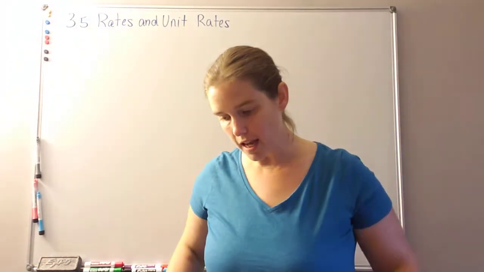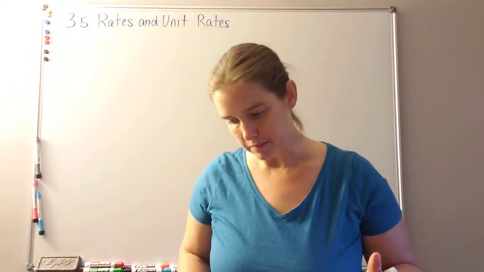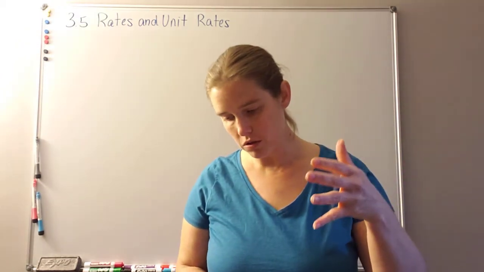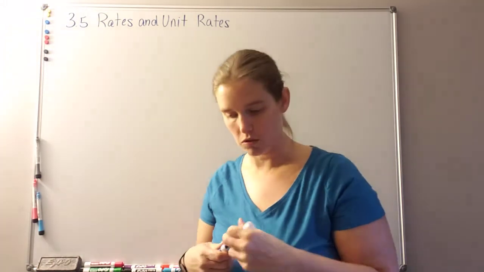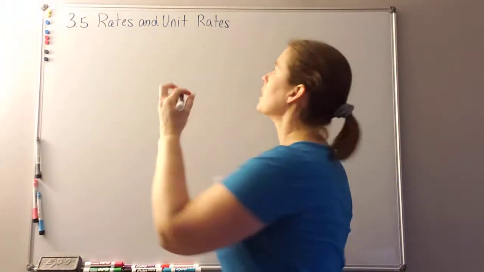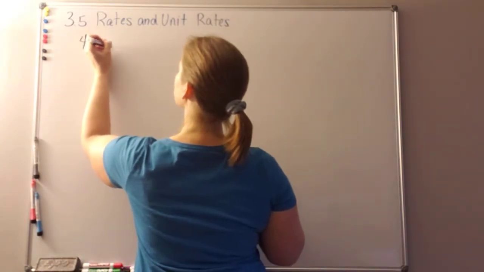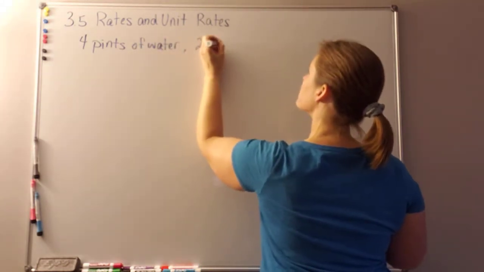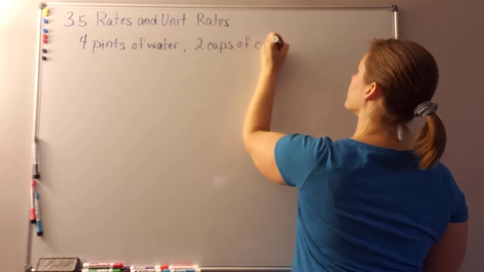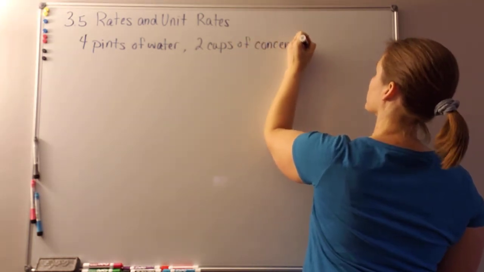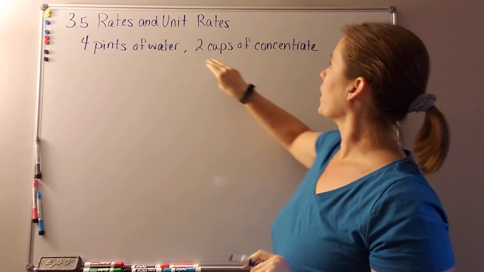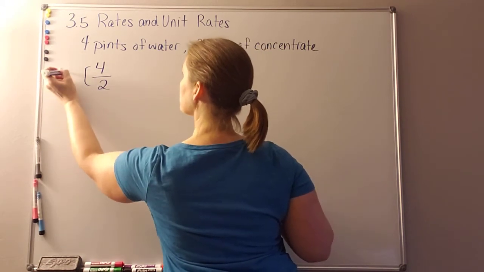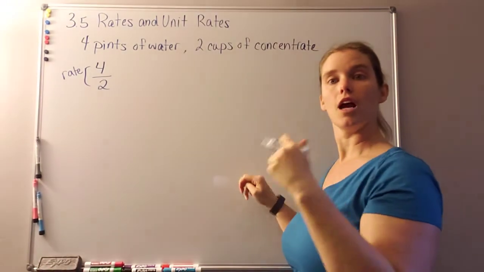All right, so let's say you have a rate. We want to compare fruit juice by the water in the fruit juice to the concentrate, the mix that actually makes it the fruit juice. So we have a rate of 4 pints of water and 2 cups of concentrate. We're going to compare water to cups. So here's our rate, 4 to 2. That's our rate.